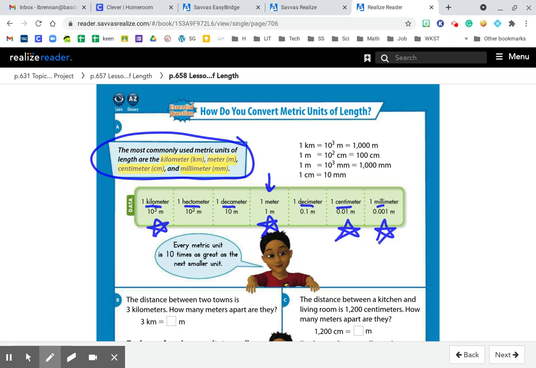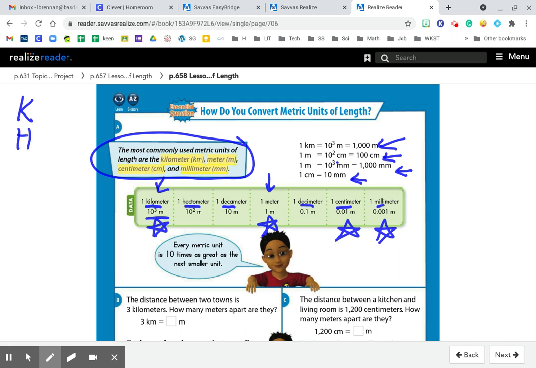And 1 kilometer is way over here. 1 kilometer equals 10 to the third meters, or 1,000 meters. 1 meter equals 10 to the second centimeters, or 100 centimeters. And 1 meter also equals 10 to the third millimeters, or 1,000 millimeters. 1 centimeter equals 10 millimeters. So those are basic units you're going to need to remember.